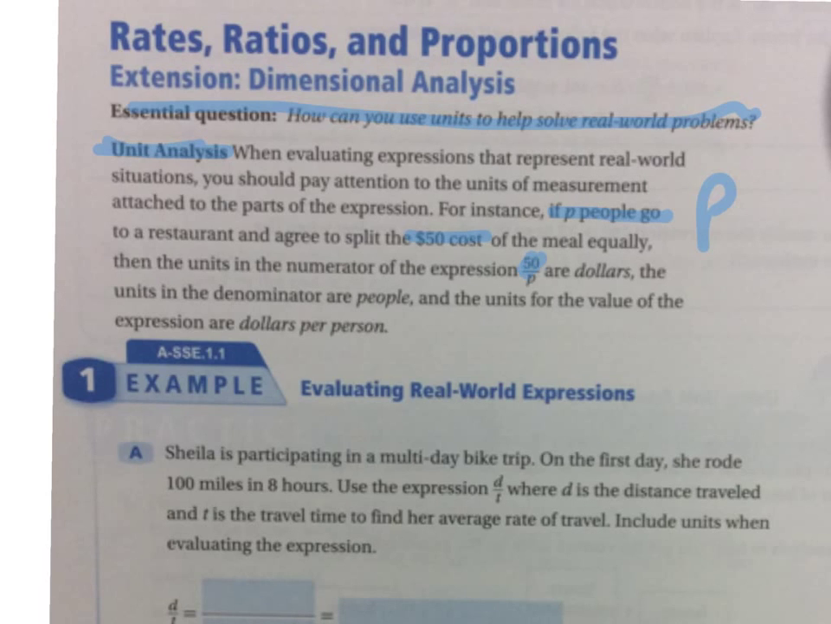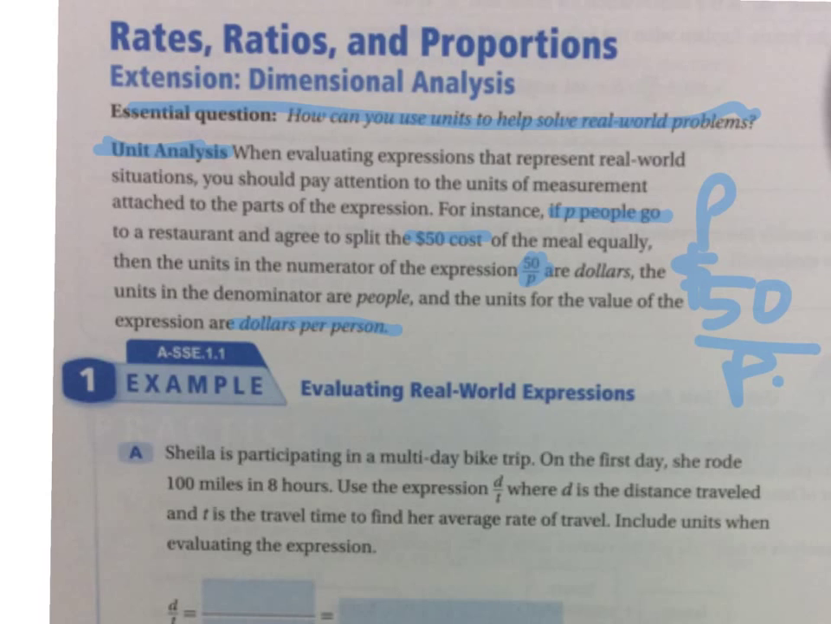So we're going to look at 50 divided by P, and in the numerator, that's going to be the dollars. So if you have 50 over P, this is the dollars, and this is the price per person. Okay? So the units in the denominator are the people, and the units for the value of the expression are dollars per person. So you need to know how to read a problem.